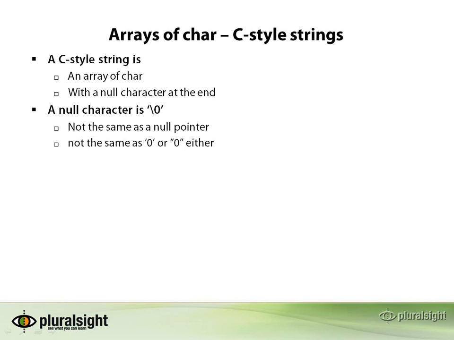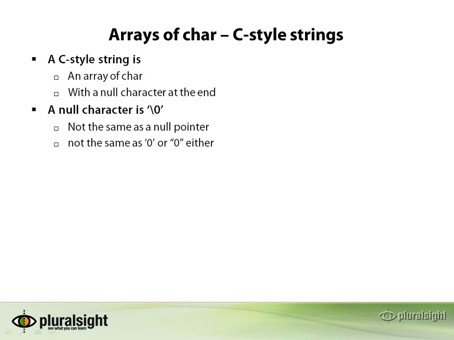This isn't the same as a null pointer, even though they both have the numerical value 0, they have different types. It's not the same as single quote 0 single quote, which is an ASCII representation of what you get when you push 0 on your keyboard. And it's not the same as double quote 0 double quote, because double quote sets up a literal string, and a literal string ends with a null character. So in fact, double quote 0 double quote is the single character 0 followed by a null character. It's a 2-character long string. Or at least it's a 2-character long array of characters that represent that string.